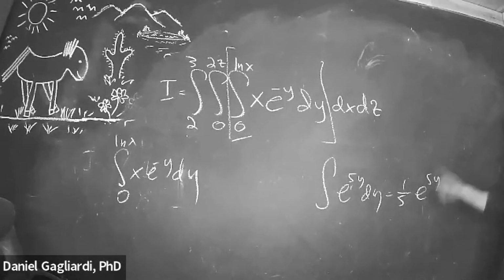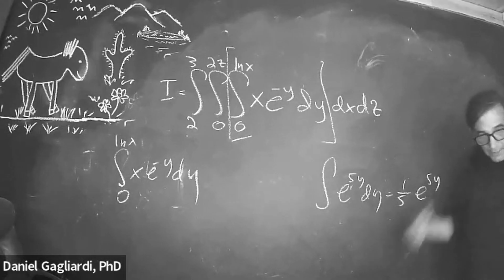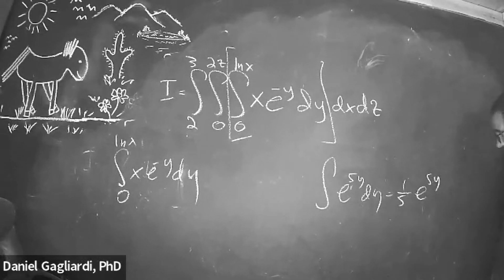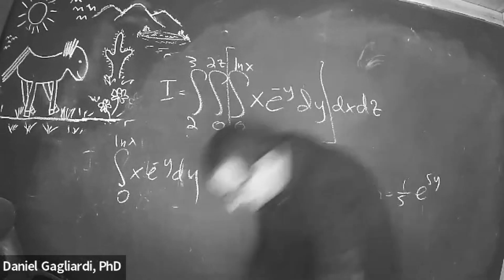I want to contrast this with derivatives. If you were taking the derivative with respect to y of e to the 5y, it'd be e to the 5y times 5. But with integrals, it's divided by. All right, so how does that apply over here?